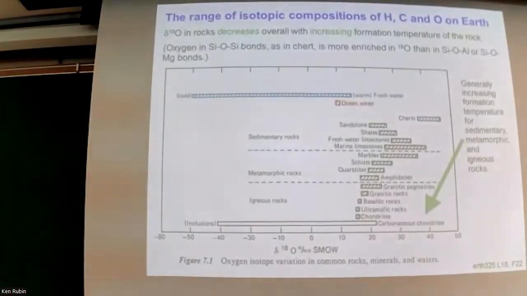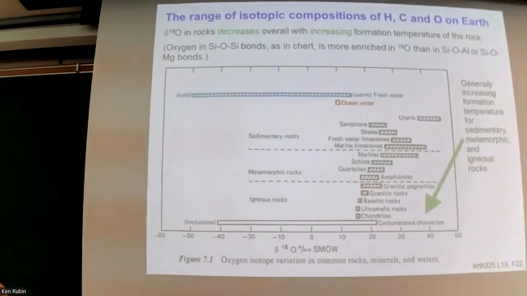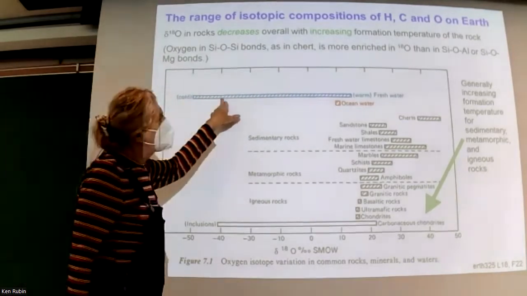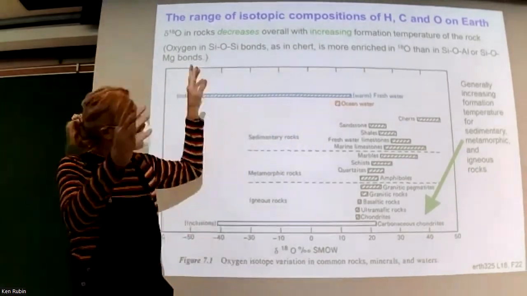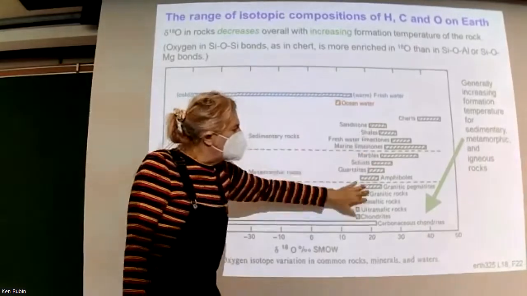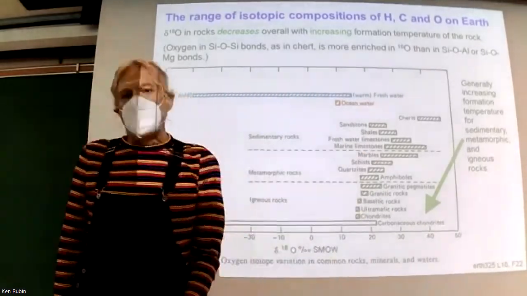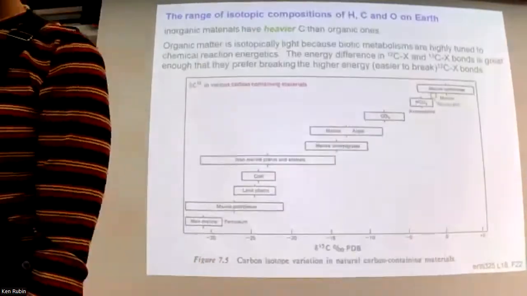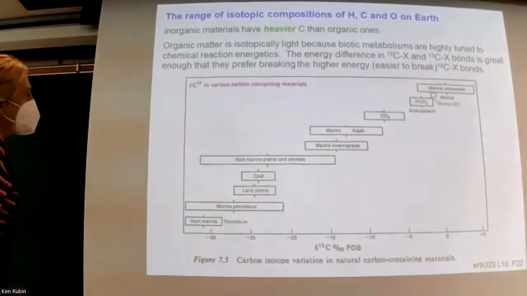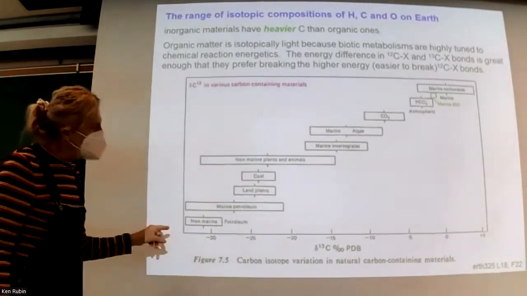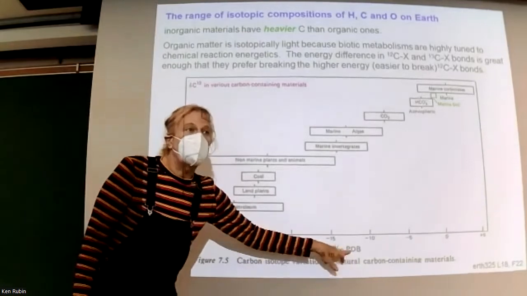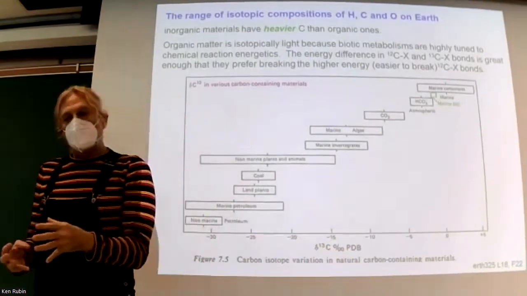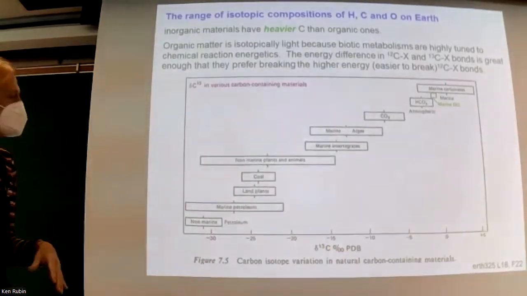Now, this is a similar thing for oxygen isotopic composition here. Again, the hydrologic cycle, freshwater, huge variation, seawater, small variation, different kinds of rocks. As the temperature of the system goes up, the variation goes down. And this is for carbon, okay? And you've got to look carefully, this is carbon on the PDB scale. PDB is a shell, right? And so we're comparing relative to that.